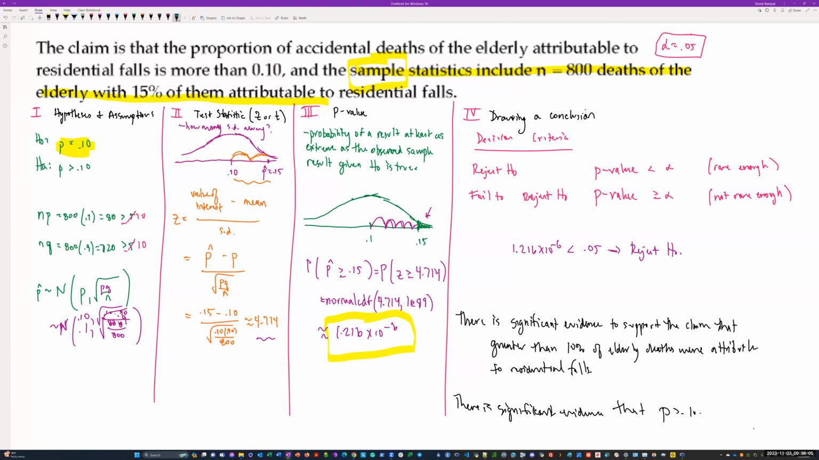All right, so there's significant evidence to support the claim that greater than 10% of the elderly deaths were attributable to residential falls. So all you say here is, because the p-value is less than alpha, we do have significant evidence. Does that make sense? So there is significant evidence to support the claim. And that's really it. Does that make sense?